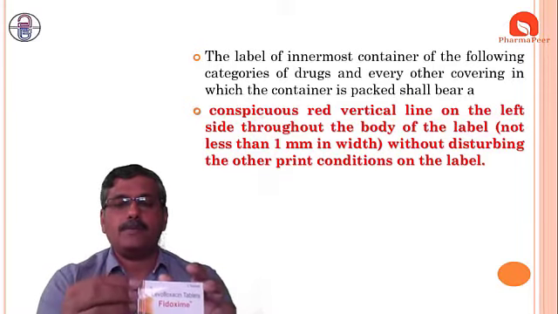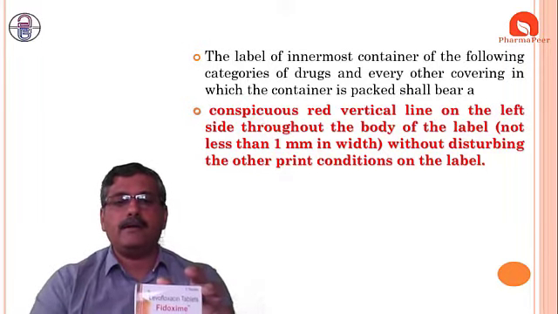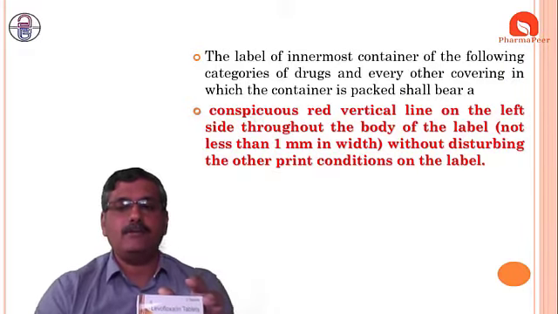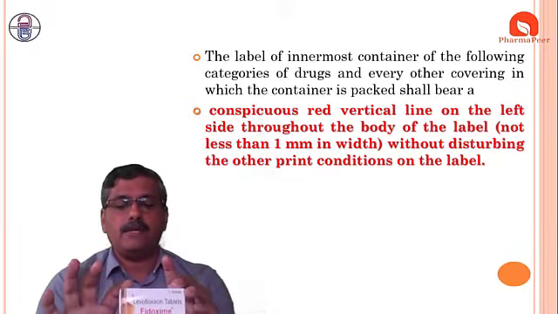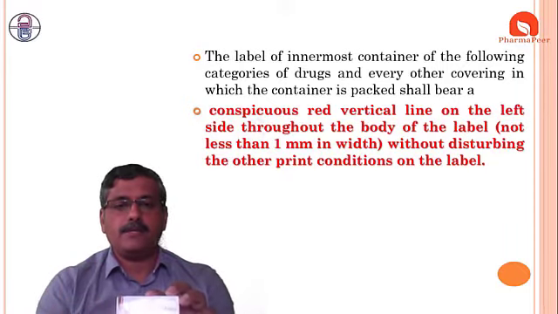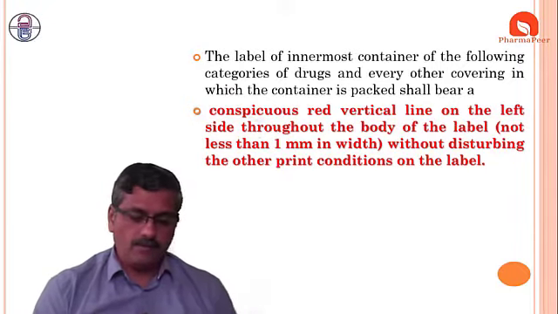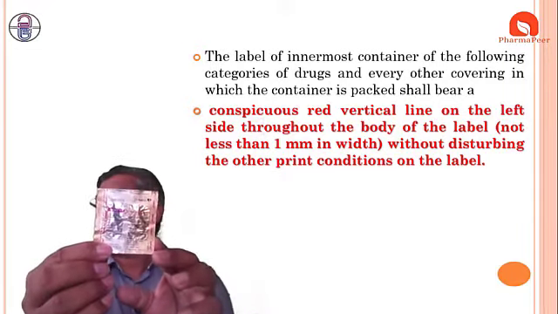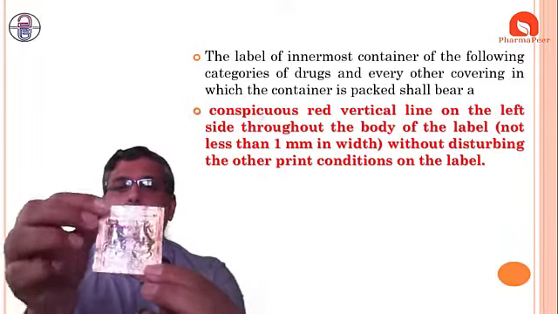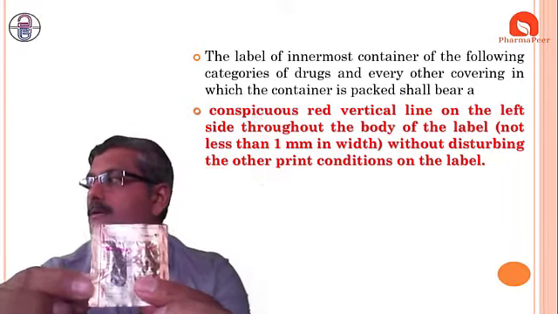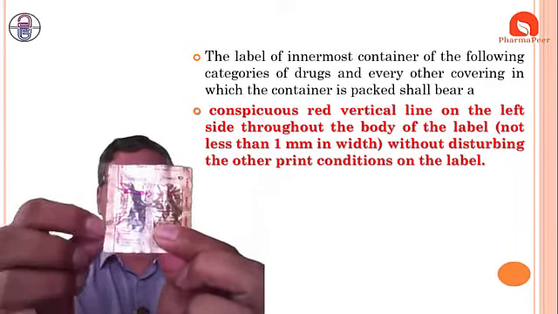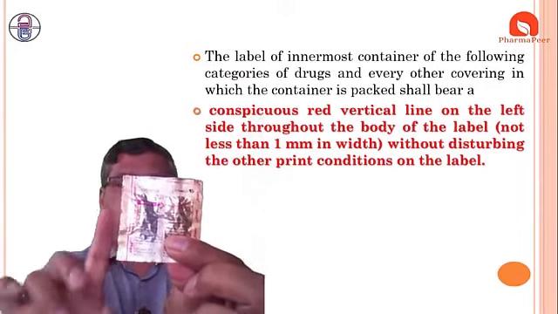That is the conspicuously red mark. The presence of this red line indicates a scheduled drug. If you see, this is a tablet with a conspicuously red mark. Along with this, I have one more example. This is a capsule, and here again there is a conspicuously red mark. So this is again a scheduled drug.